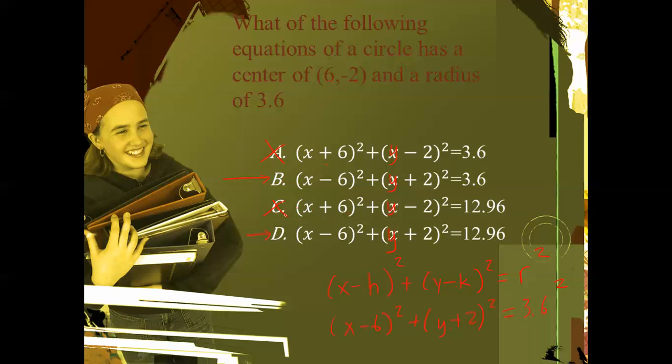Okay, so here's 2 of our answers. So then we have 3.6 or 12.96. So remember, our formula is r squared. That means we have to square the 3.6. So your answer then should have been D. Okay, 3.6 squared is 12.96.